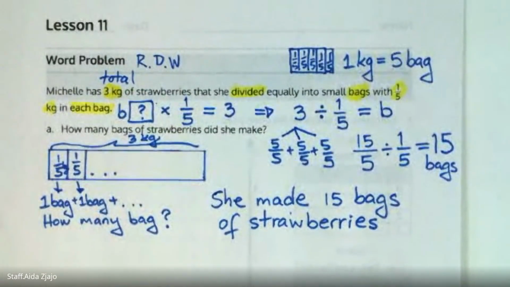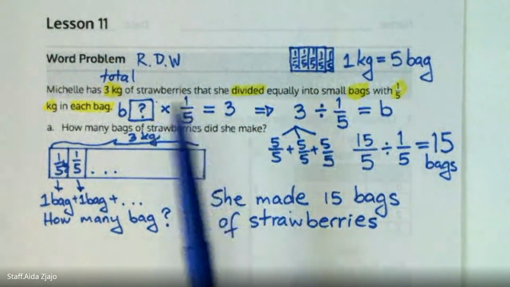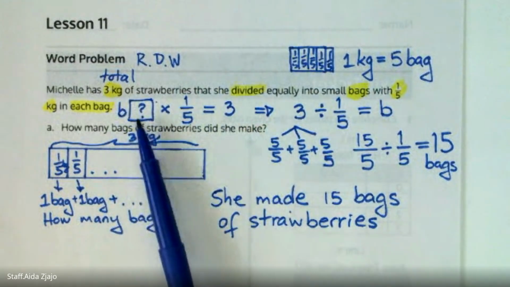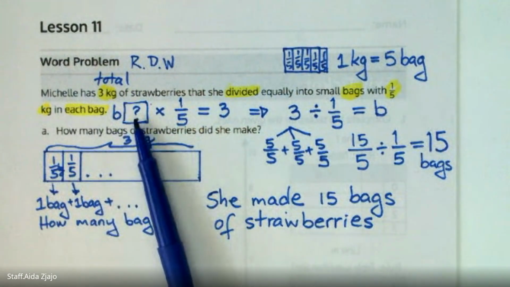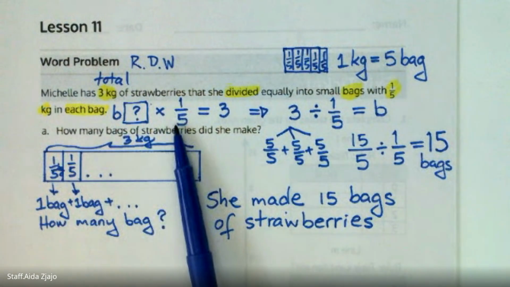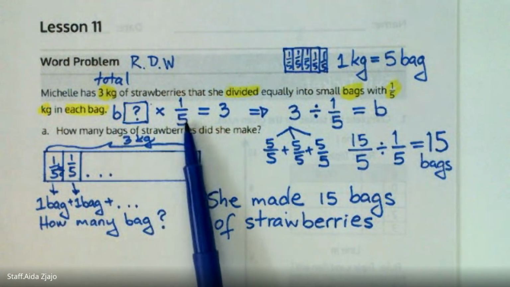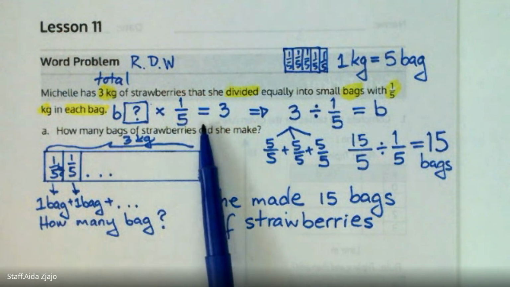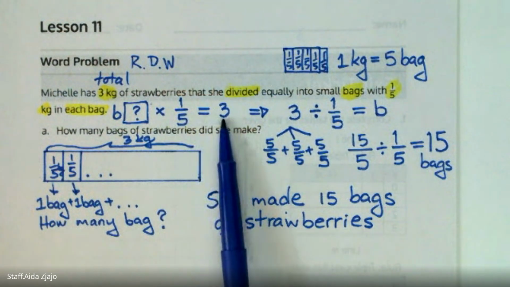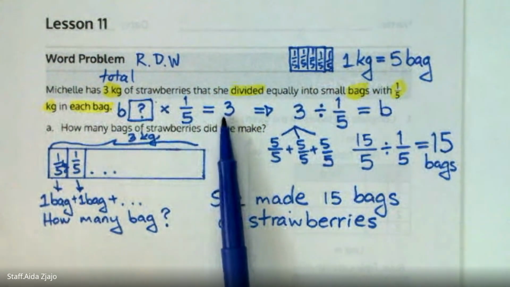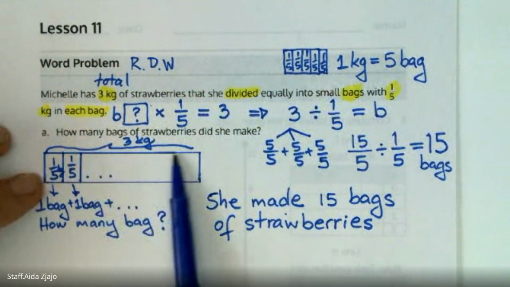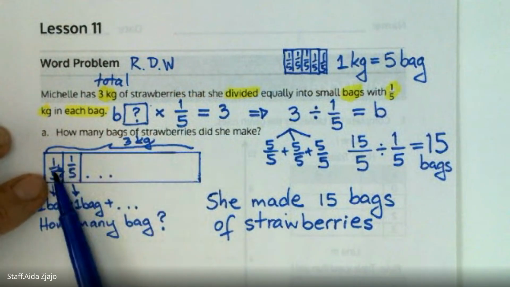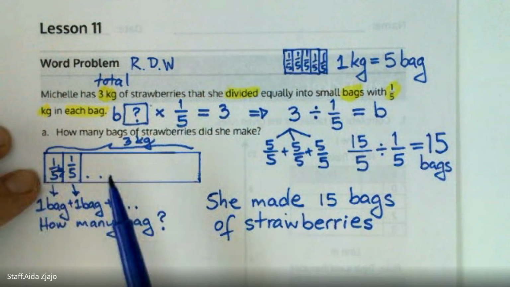So let's rethink this. It was a multiplicative problem where we did not know how many groups; the number of groups was unknown. The size of a group was 1/5. She wanted to put 1/5 kilogram in each. And the total was known, 3 kilograms. So if we think about this as a tape diagram, that represents 3 kilograms. She will divide it. This is also called measure off.